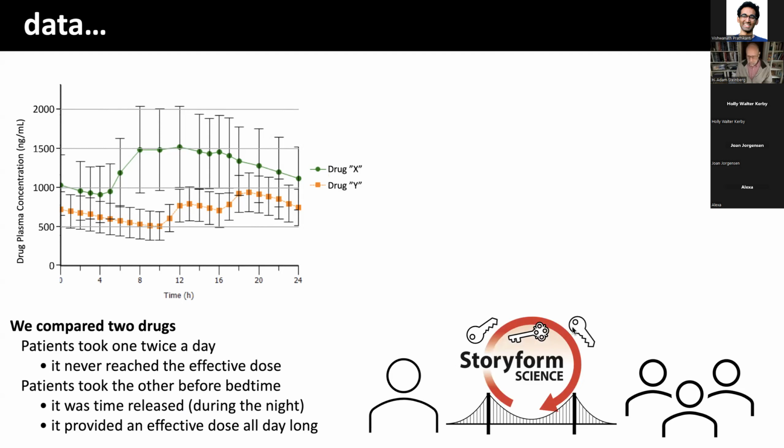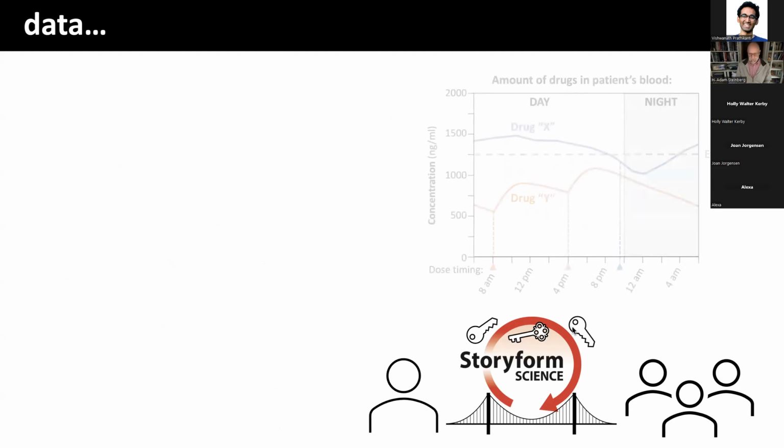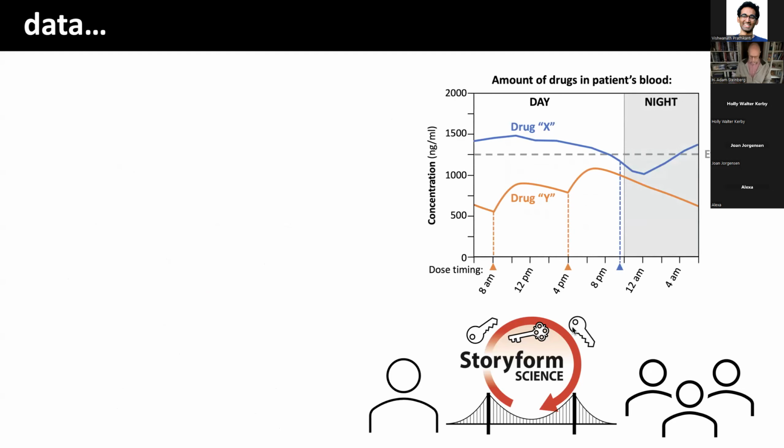Well, we use Storyform to do that. And so if you're going to take this histogram and that story that was created and merge those two together using the Storyform method, you're going to make a story graphic out of it. And so then I can just stand here, right? If this is my talk, and say, hey, we looked at the amount of drugs in the patient's blood. One of the drugs that the patients took was taken twice a day. It never reached the effective dose. The other drug that we gave to the patients, they took it right before bedtime, and during the night, it was time released. So when they woke up in the morning, they had an effective dose, and they kept that effective dose with them throughout the day.